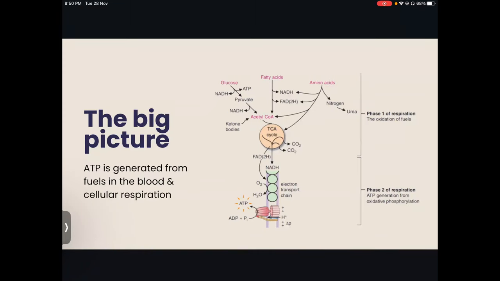And again, a reminder of the big picture, to not get lost in those little things about glycolysis. ATP is generated from all types of fuels in the body through cellular respiration. You have glucose and fatty acids, amino acids. And our lecture is just about that little red rectangle. The entirety of the glycolysis process is just that bit of the big picture. So I don't want you guys to lose sight of that, just a reminder.